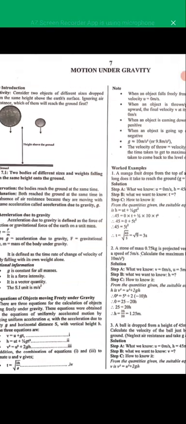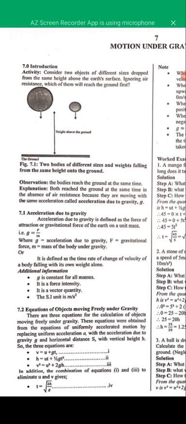All right, now let's quickly go and look at the introduction. It says, consider two objects of different sizes dropped from the same height above the earth's surface. Ignoring air resistance, which of them will reach the ground first? I'm sure we are not new to this phenomenon or experiment. So definitely, since air resistance is not considered, both bodies will drop at the same time. Observation: the bodies reach the ground at the same time.